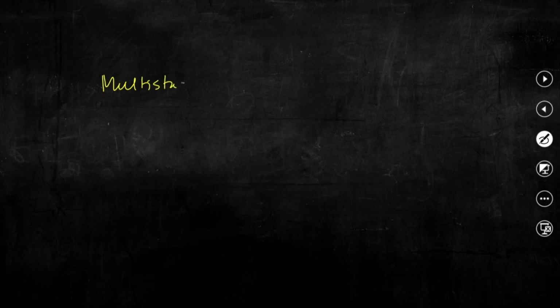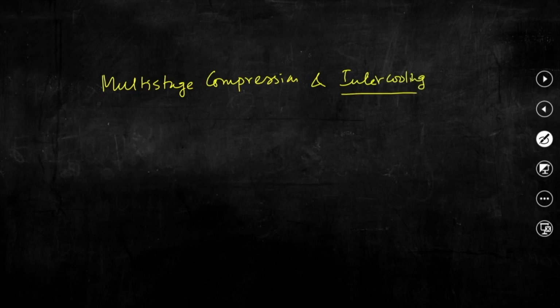Okay. So, with this, now let us discuss the important part of this unit, called multistage compression and intercooling. Basically, if we need to go for multistaging of the compression process, intercooling is needed. So, let me tell you one thing, why we need to go for multistaging.